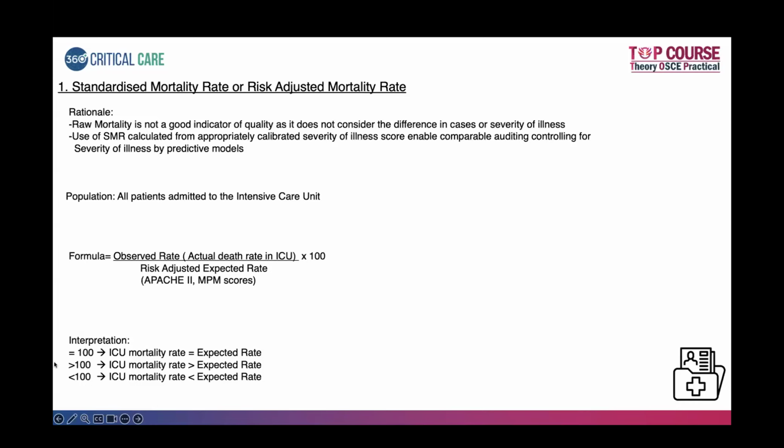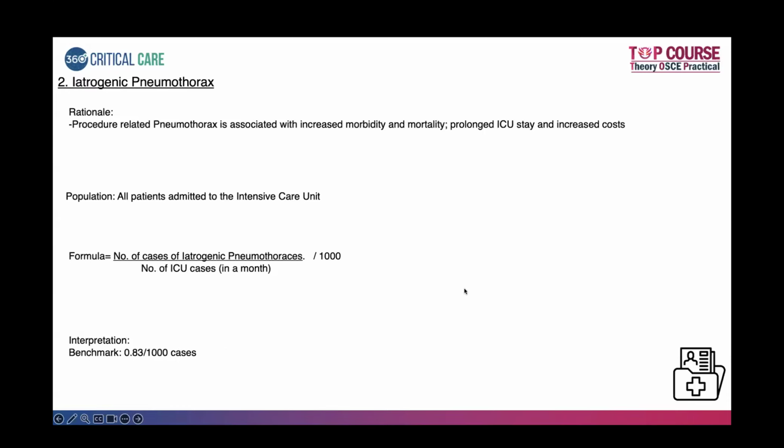So the interpretation: if it is equal to 100, that is almost 1, then the mortality rate is equal to the expected rate. If it is more than 100, then the mortality rate is more than the expected rate. And if it is less than 100, the mortality rate is less than the expected rate. I think this part is pretty straightforward. The formula is one area where I wanted to emphasize. I hope I'm clear on that. If you have any queries regarding SMR, please let me know.